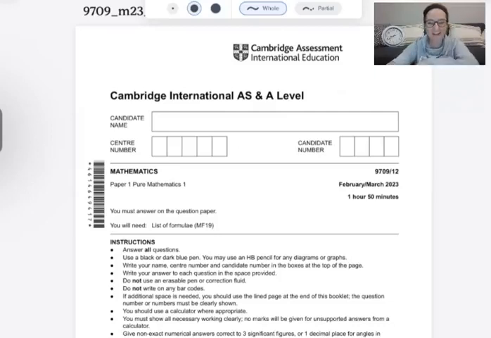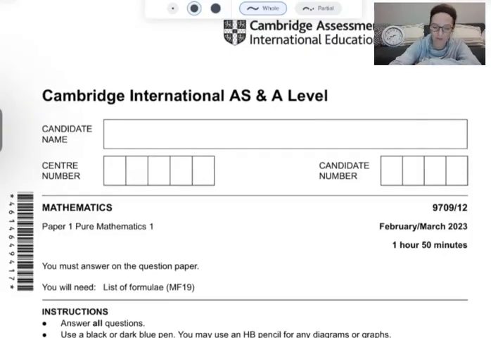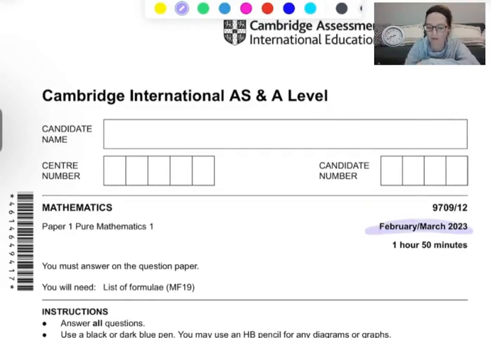Okay, hello everyone. I am going to go through a Pure Math 1 paper with you today. So this is the February-March 2023 paper 1-2 for Pure Maths 1. My students have asked me to solve a paper while I am giving all my mental notes out loud, just to see if they can pick up my thinking. So that's the goal for today. I don't know if this is a good or bad idea. I'm going to try and do the paper as quickly as possible, but also giving as much information as possible.